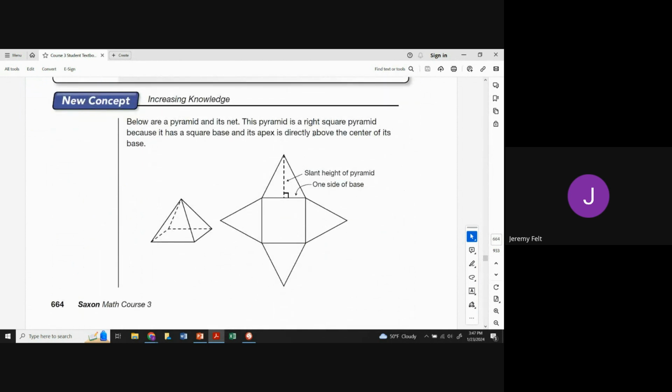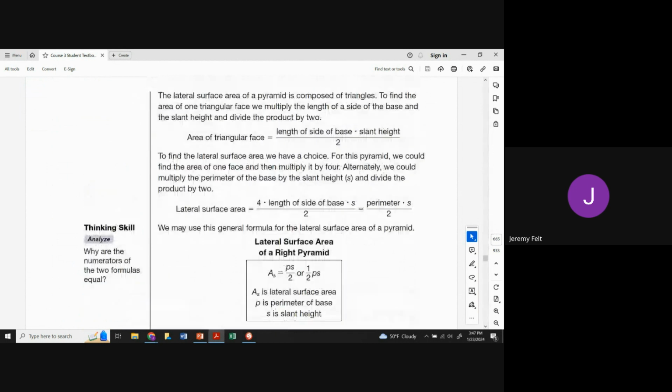So the apex is directly above the center of its base. The slant height would be the height of our triangle, not the height of our pyramid. So just be aware of that.